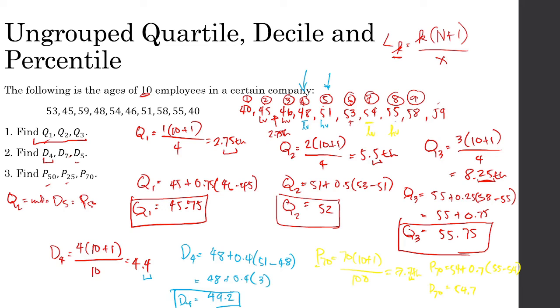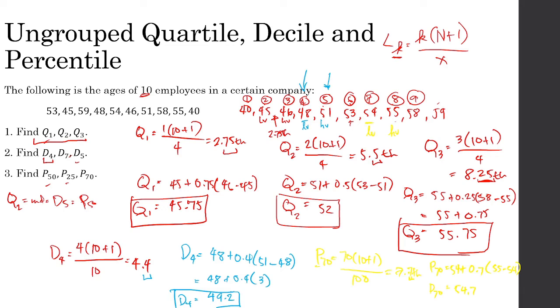By 70th percentile, it just means that the lower 70% of the ages of the 10 employees is at most 54.7 years old. Wait lang, hirap kasing i-construct pag ages eh. And the higher 70% of the ages of 10 employees is at least 54.7. So, ganun natin siya magagamit.